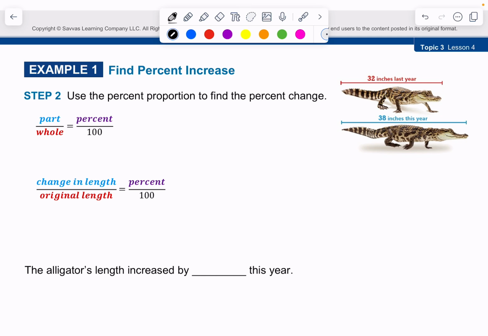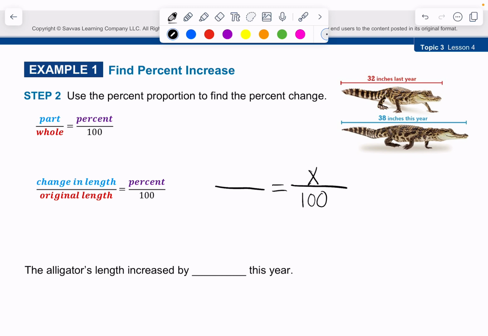Now our part is actually going to be represented by the amount of change between the two numbers, and that whole will be the original number. We're still going to have percent over 100, so even if we have no idea where to start, we can set up that proportion with 100 as a denominator. In this problem, I'm solving for the percent of change, so I don't know the percent, and that's my variable. My original number is the whole number.